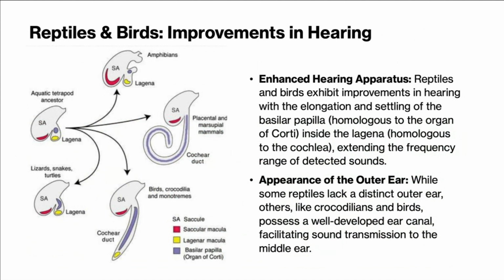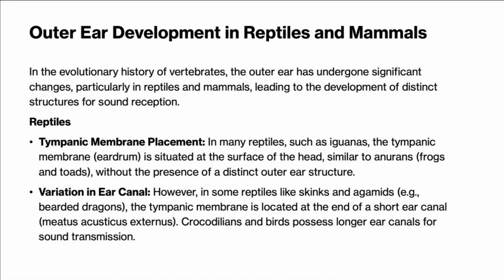We said that the reptiles, the crocodiles and the birds, don't have a distinct outer ear, but they have a well-developed ear canal on the inside, within the middle ear, which is going to help them with this function. In the evolutionary history of vertebrates, the outer ear has gone through significant changes, specifically in the reptiles and mammals. In the reptiles, there's been tympanic membrane placement.